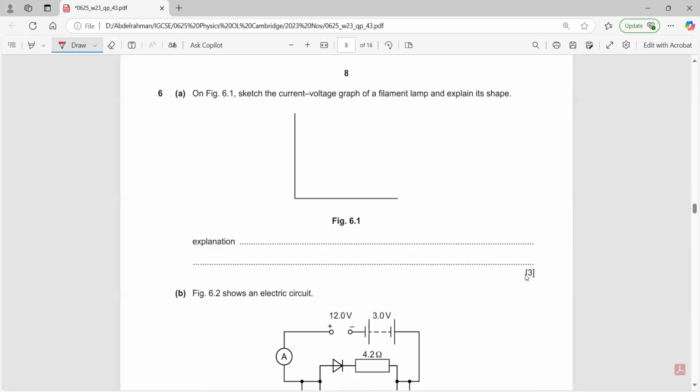So, should I put the voltage on the x-axis or on the y-axis? It doesn't really matter. So if I say V/V and I/A, you have the voltage and the current.